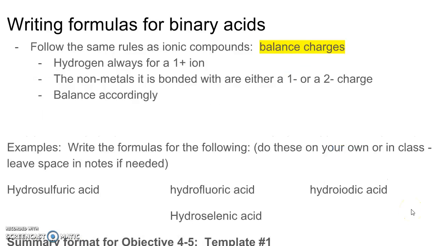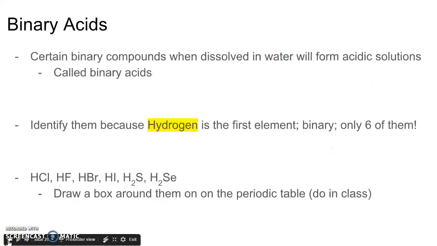When you're writing the formulas for them, it's the same as it is for a binary ionic compound: you're going to balance the charges. Hydrogen always forms a 1+ ion. The nonmetal it's bonded with either is a 1- or a 2-, and you just balance accordingly. Which if we go back, you can see the formulas for them. This is a 1+ 1-, that's a 1+ 1-, 1+ 1-, 1+ 1-. But here's a 1+ 2-, 1+ 2-, and you can see I have 2 hydrogens.